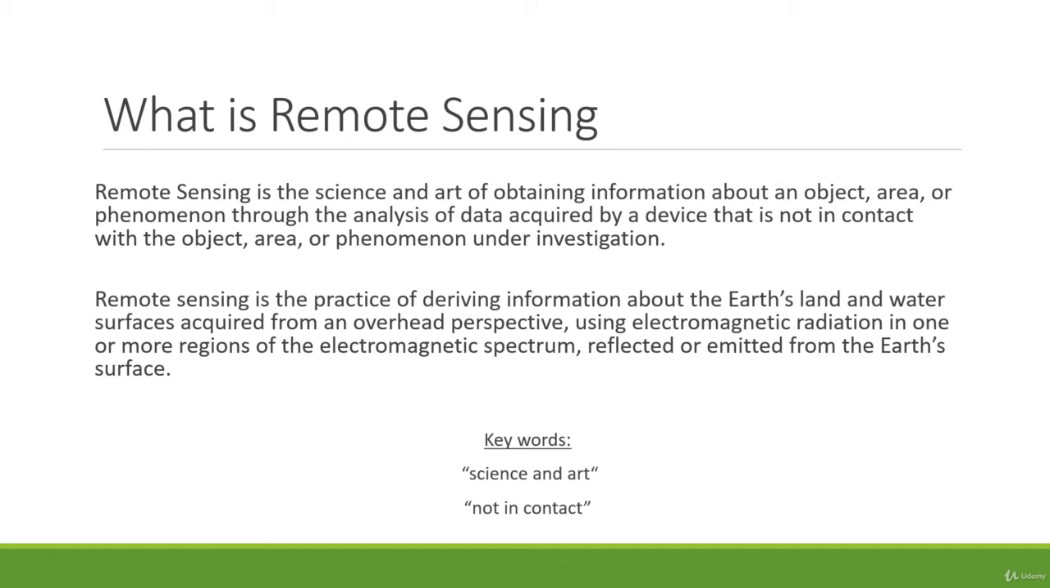The second definition goes in a little bit more detail, saying that remote sensing is the practice of deriving information about the Earth's land and water surfaces acquired from an overhead perspective, using electromagnetic radiation in one or more regions of the spectrum reflected or emitted from the Earth's surface. So this goes a little bit further in saying that the sensor is picking up light reflected from the surface being investigated. And as I said earlier, different materials reflect and absorb different wavelengths of light.